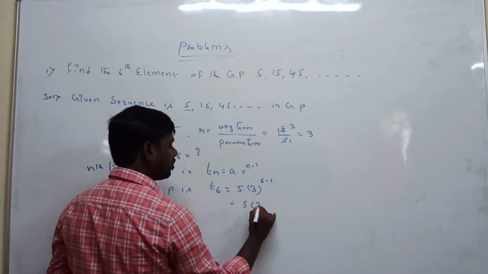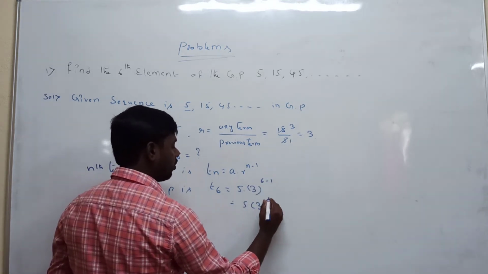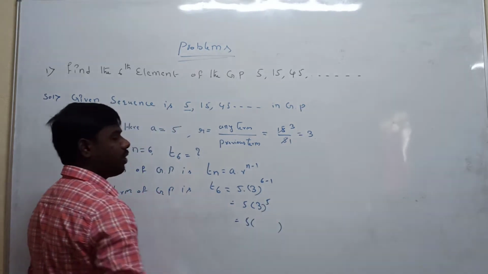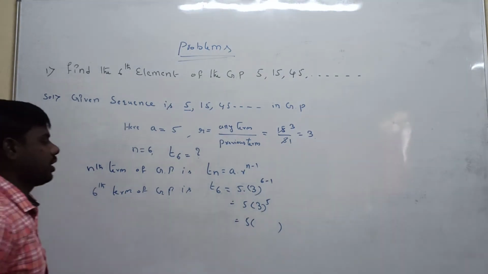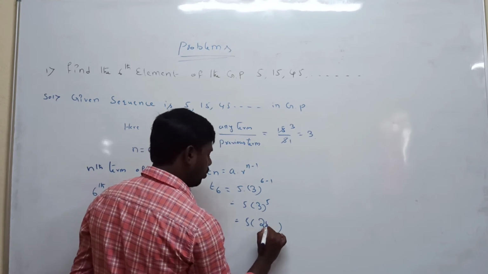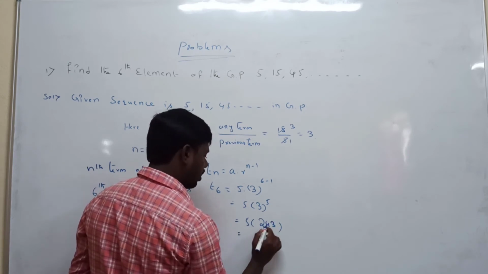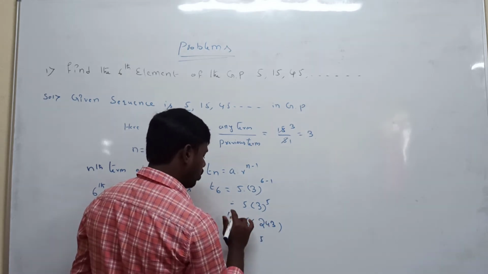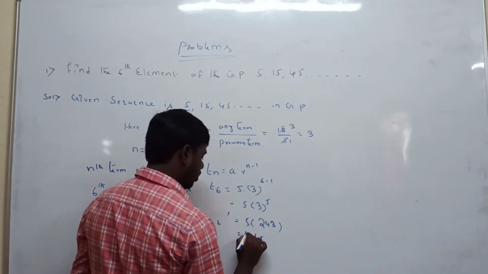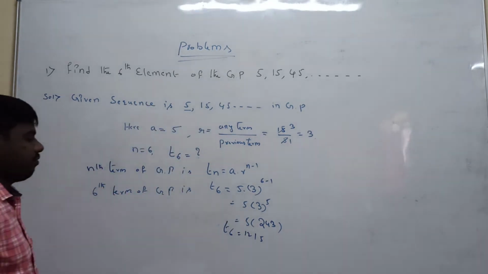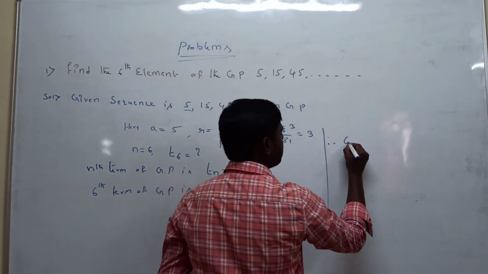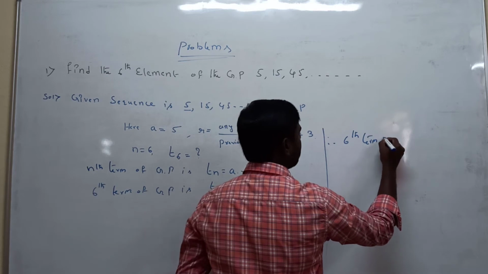So 5 into 3 to the power of 6 minus 1, which is 5. Now 5 into 3 to the power of 5. 3 multiplied 5 times: 3 times 3 is 9, 9 times 3 is 27, 27 times 3 is 81, 81 times 3 is 243. So 3 to the power of 5 is 243. 5 into 243: 5 times 3 is 15, 5 times 4 is 20, plus 1 is 21, 5 times 2 is 10, plus 2. So now the sixth term is 1215.